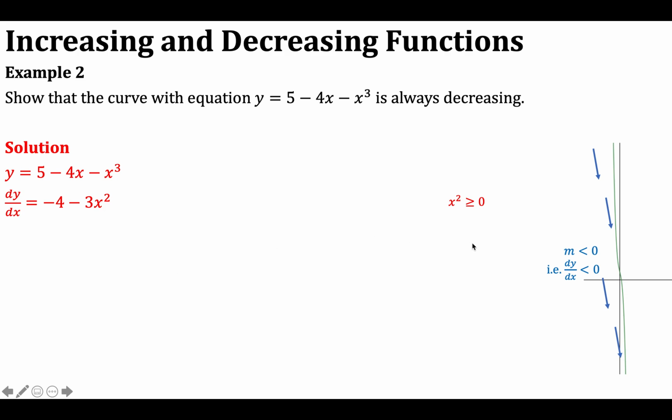Now we know that x squared on its own is always greater than or equal to 0. If we multiply that by negative 3, that then means it's going to be less than or equal to 0. And then if we subtract 4 from that, it means it's going to be strictly less than 0. So we can see there that dy by dx is less than 0. Therefore, the curve is always decreasing, which is what we were looking to prove.